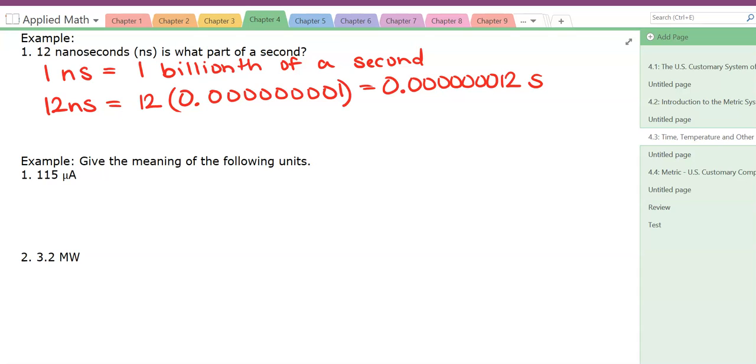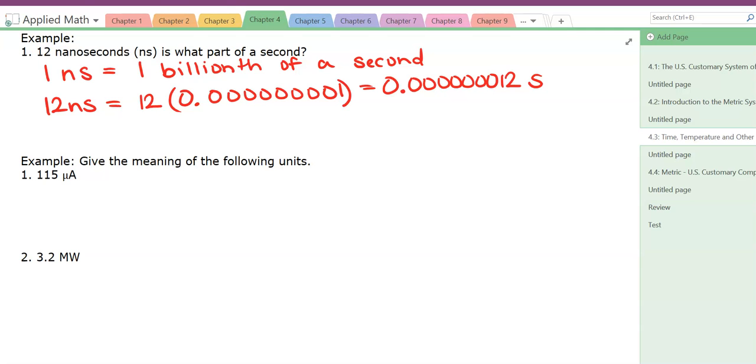Nanoseconds and smaller measurements like that are used a lot when they're talking about how fast data can transfer from one area to another, like through the internet. Some of that travels so fast that it happens before we even know about it. Or even in science, like physics, when they're talking about how fast certain things move, it can go so fast that we can blink and miss something happening because it moves that quickly.